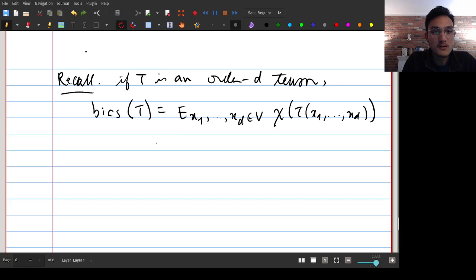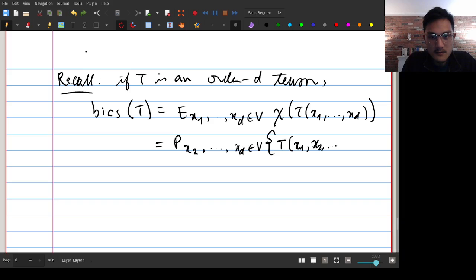And we also showed in the previous video that this is the same as the probability over all x2 up to xd in V that this linear form in x1 is identically 0. There's a linear form in x1 because we've already fixed x2 through xd, and the probability that this linear form is 0 is the same as the bias.